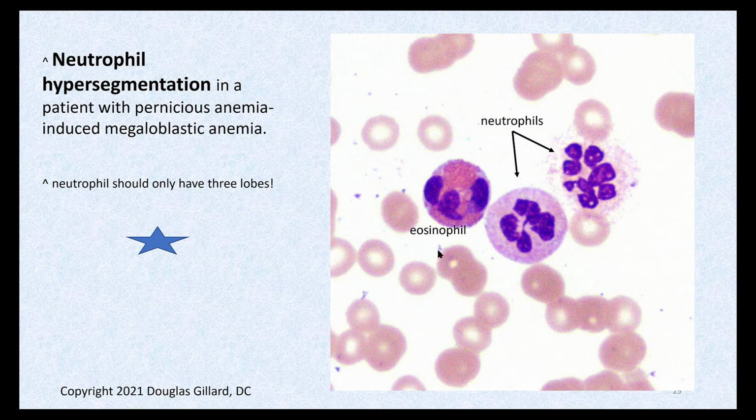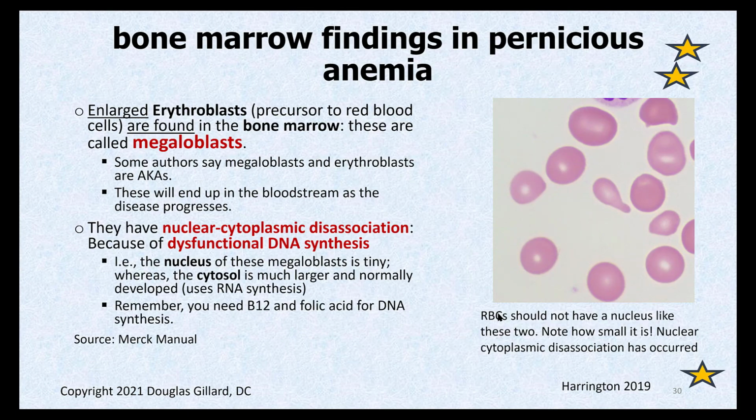Okay, and then look at the neutrophils. So the neutrophils are hypersegmented. They're supposed to be 3. Let's count. 1, 2, 3, 4, 5, 6, 7, 8. That's very strange. So that's only seen in megaloblastic anemia that I know of.